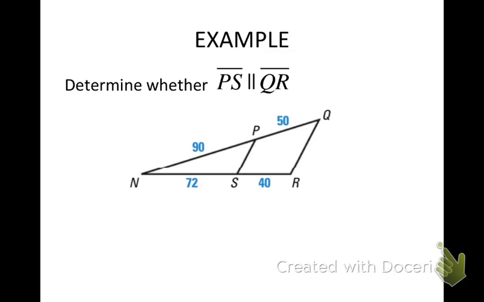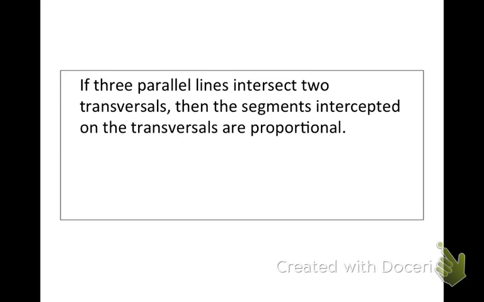All right, so the next scenario that we are going to have, please write in the next blank box: if three parallel lines intersect two transversals, then the segments intercepted on the transversals are proportional.